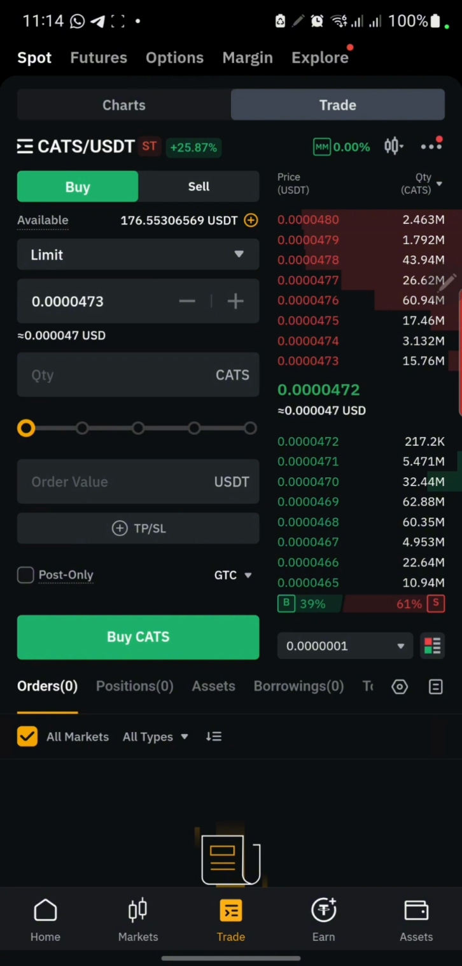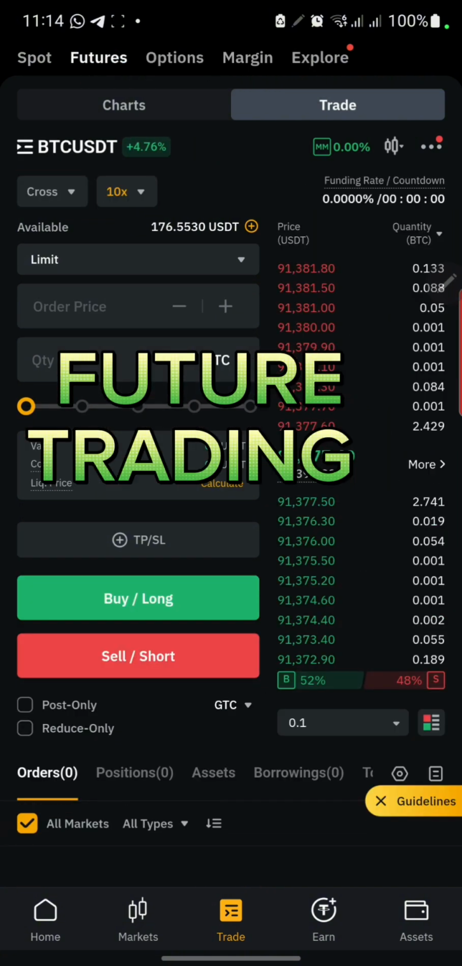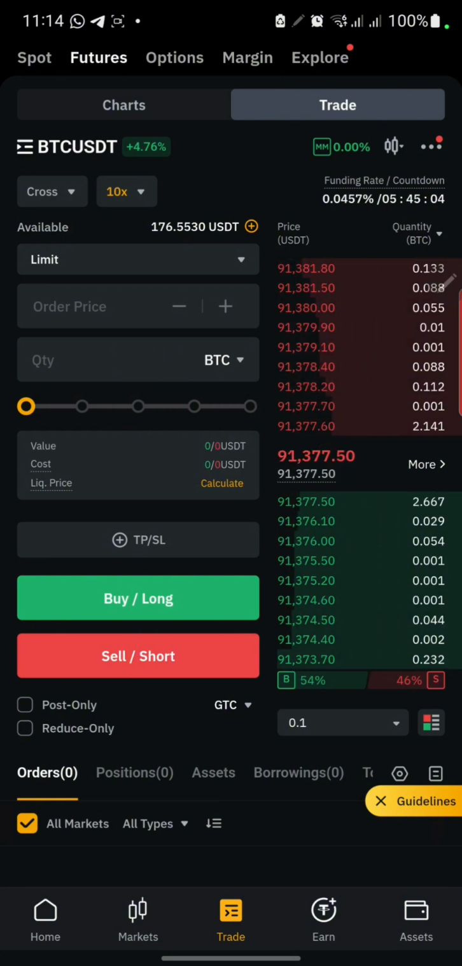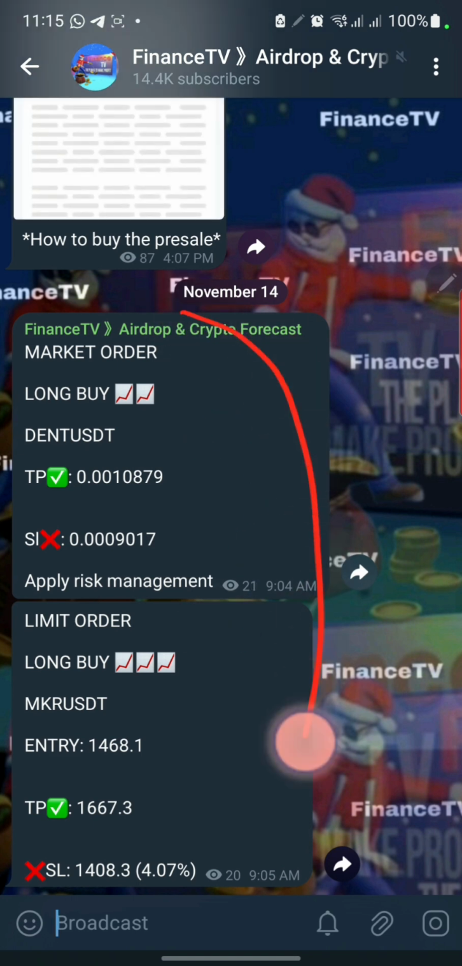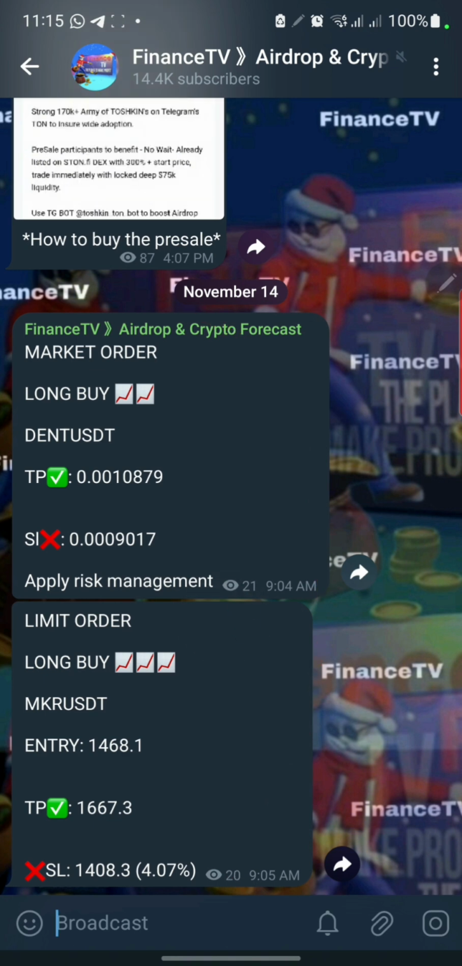Now let's quickly explain futures trading. Now click to futures trading. Have you seen futures trading now? An example of futures trading is when we come to the group. As you can see here, I'm dropping futures trading signals in the group. Currently we can see this is a signal here which is showing market order and limit order. In my next video, I'm going to explain the meaning of market order and limit order.